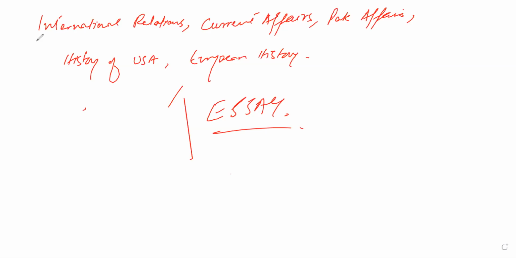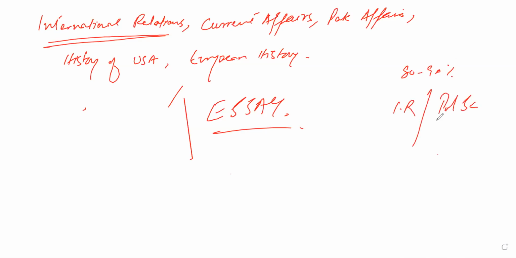So coming towards the very first subject, international relations. International relations becomes a nearly compulsory subject, because the bulk of the students, nearly 80 to 90% of students, have no choice. Either they have to opt for international relations or they have to opt for political science. And the bulk of the students opt for international relations.